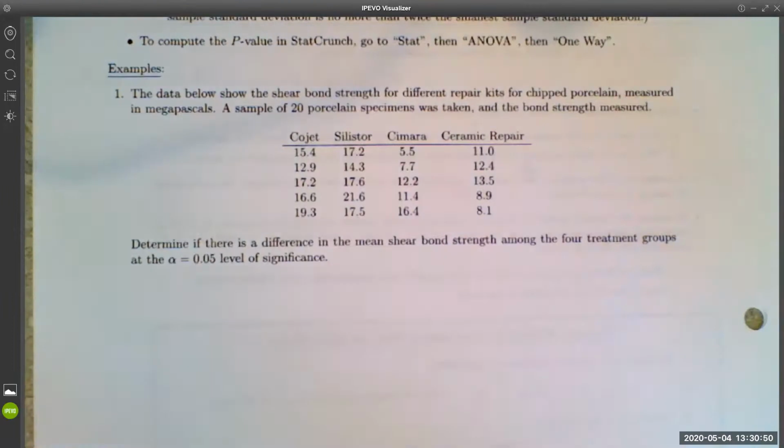It says the data below show the shear bond strength for different repair kits for chipped porcelain measured in megapascals. A sample of 20 porcelain specimens was taken and the bond strength measured. Determine if there is a difference in the mean shear bond strength among the 4 treatment groups at the 0.05 level of significance.